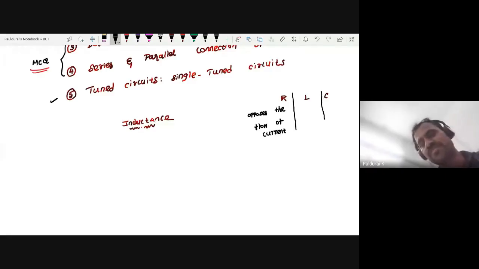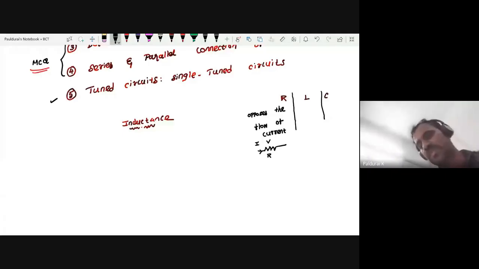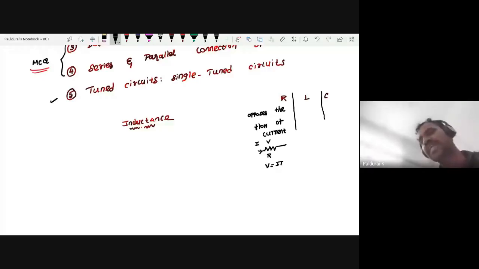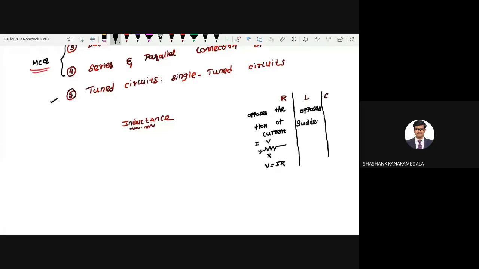You know Ohm's law: when it is opposing the flow of current, definitely there must be some voltage drop across this resistor. Take this as my R, and this is my I. It opposes the flow of current, so there must be a voltage drop across it, given by V equal to I times R, Ohm's law. Now coming to inductance, what do you mean by inductance? It opposes, keyword, sudden change in current.